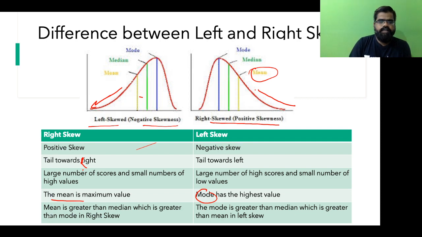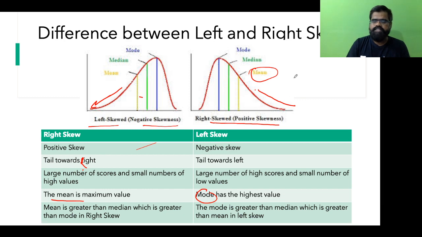Okay. Now, mean is greater than median, which is greater than mode in right skew. But in left skew, mode is greater than median, which is greater than mean. Now you can question me, you can ask me, okay, this looks fine, but can we have a better understanding of this?